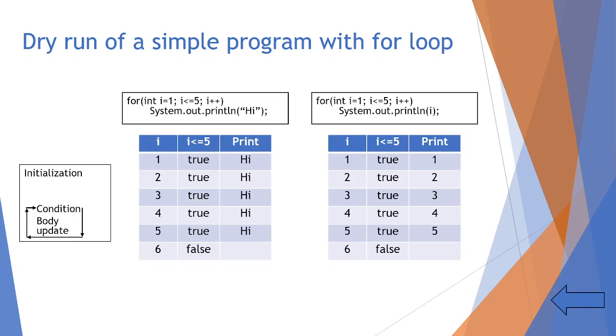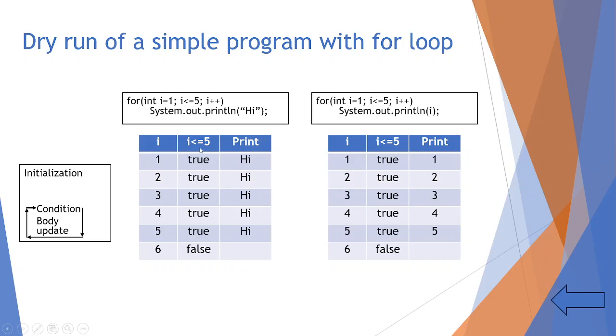Now see the dry run of both the things simultaneously. I is initially 1, it checks the condition: is I less than or equal to 5? It's true. So the body gets executed, printing hi and here 1, because whatever is there in I. Then updation, I++. You see this picture? Initialization once, condition, body, update, then check the condition, body, update. This is what a loop is.